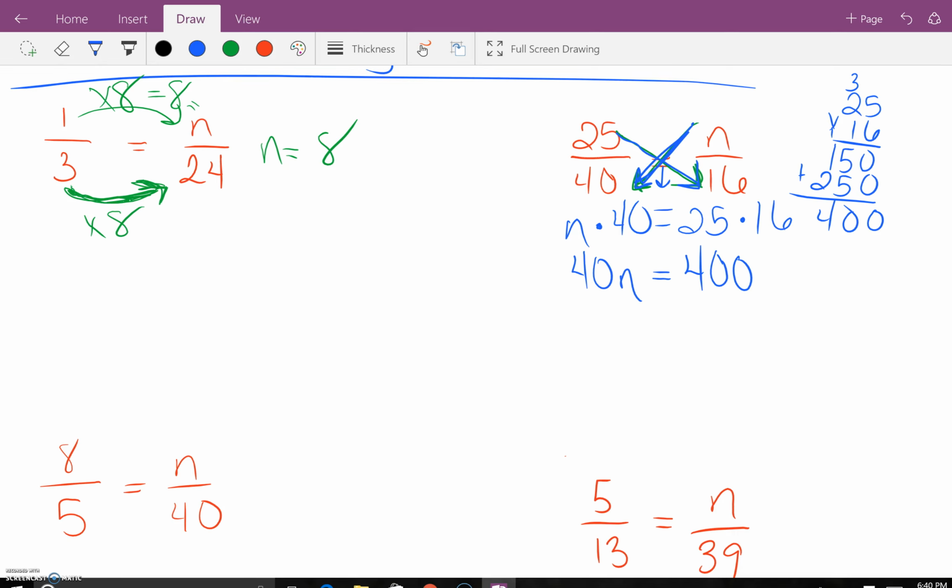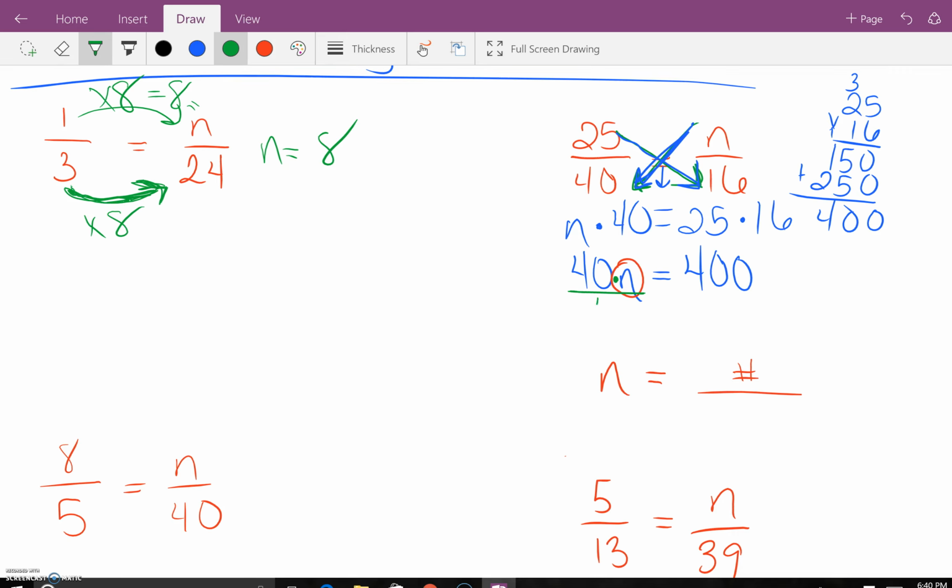Now, solving for a variable, we are going to try to isolate the variable on one side. That means we're going to have an n on one side and a number on the other. To do that, we have to eliminate what is with the n. So remember, that says 40 times n. To get rid of the 40, we have to do the opposite of what the operation says.